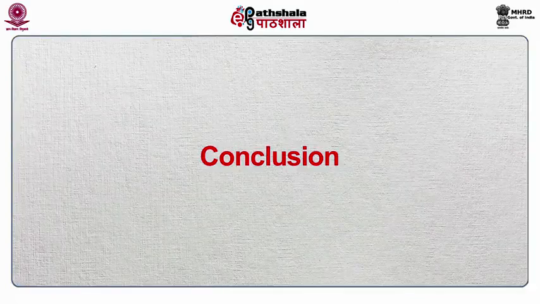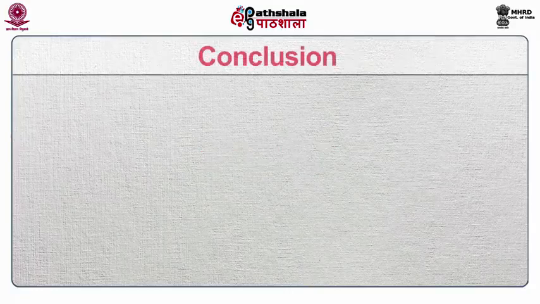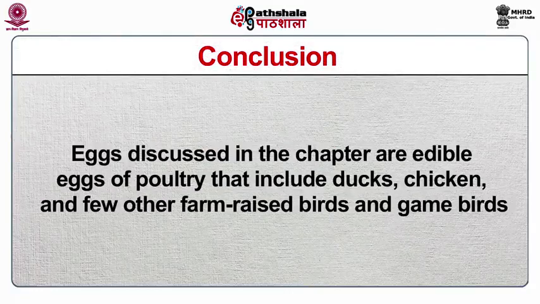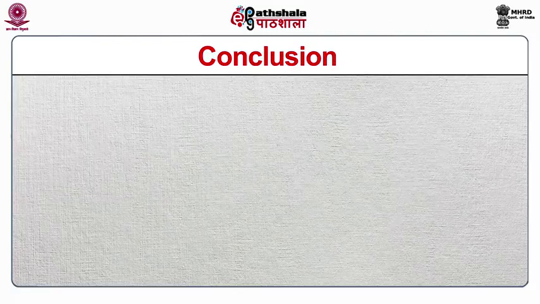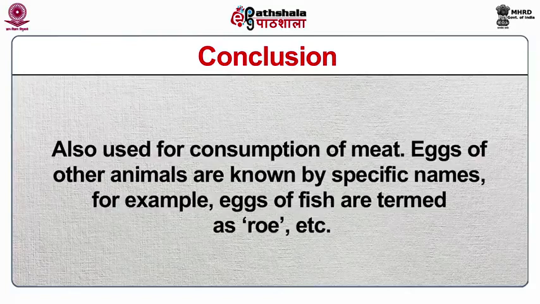Now, I would like to summarize. The eggs discussed in the chapter are edible eggs of poultry that include ducks, chicken, and a few other farm raised birds and game birds, also used for consumption of meat. Eggs of other animals are known by specific names. For example, eggs of fish are termed as roe.